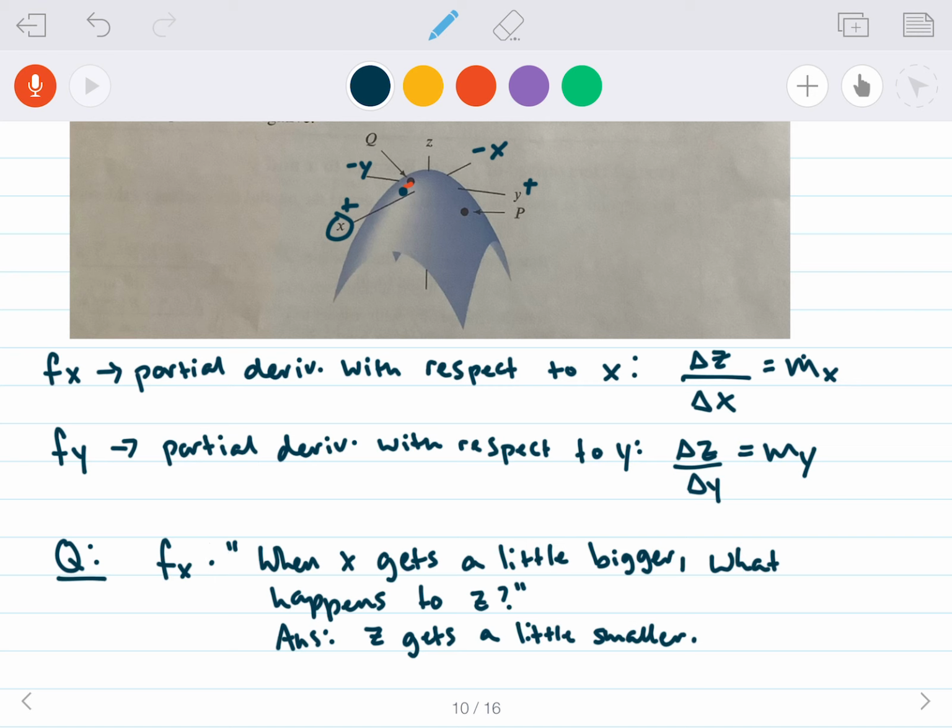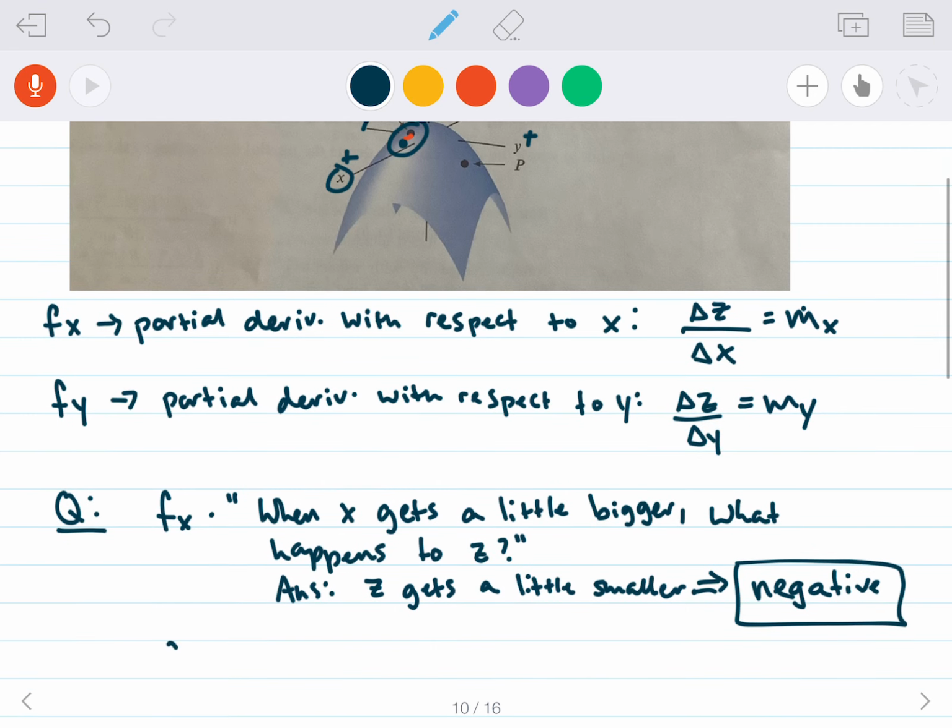Because we moved a little bit down when we moved a little bit in the positive x direction. Okay? So is that going to correspond to a positive, a negative, or a zero slope? When z gets a little smaller, that's corresponding to a negative slope. So the partial derivative with respect to x is going to be negative around Q.